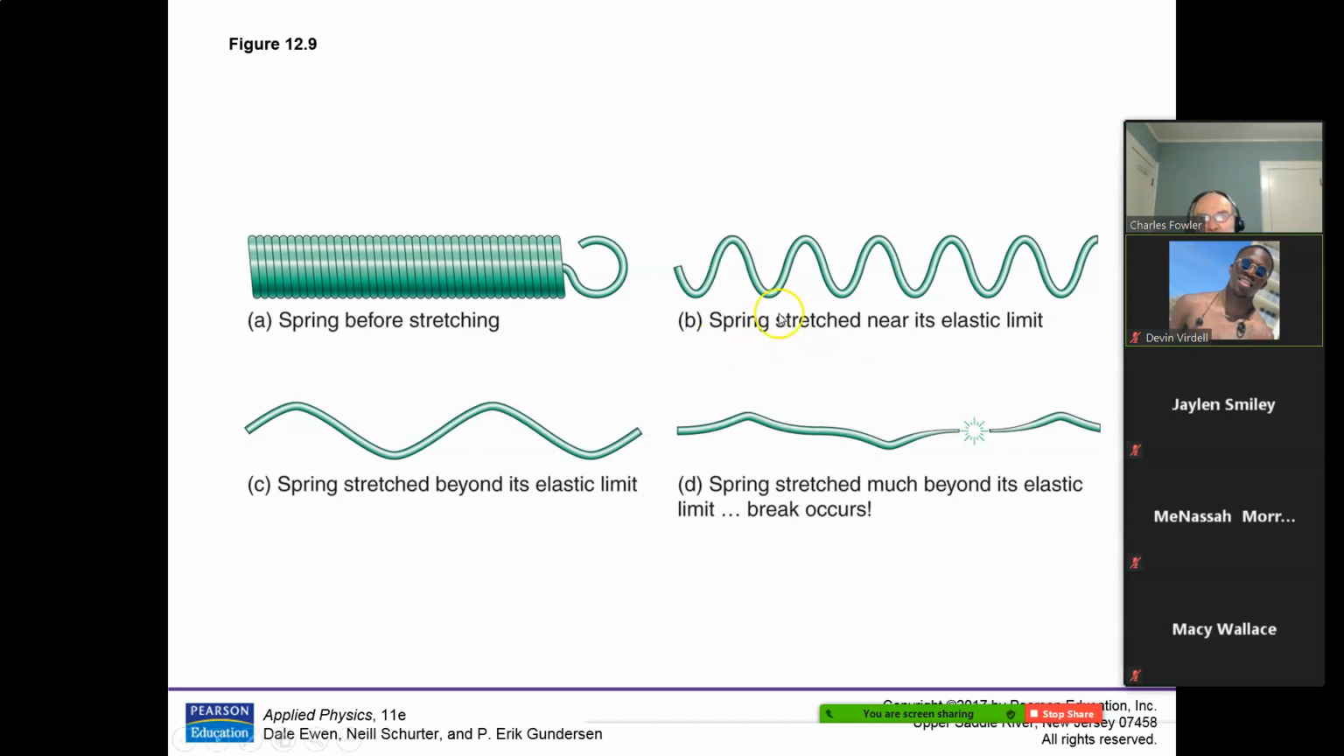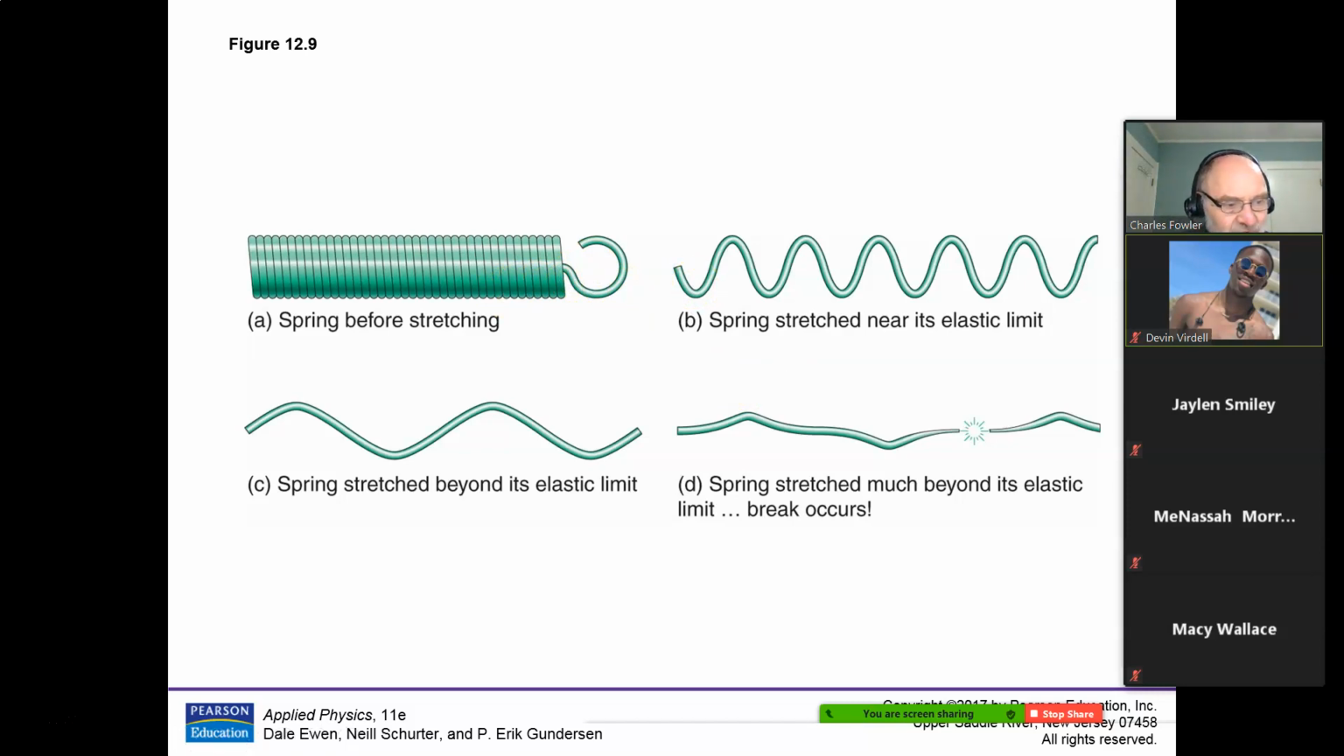It didn't just spring like this, it actually broke and the two pieces went back, because that metal right there at that place was the weakest link and it went back. Okay, and again, how do you measure this? The force that you exert on it, that's a force.